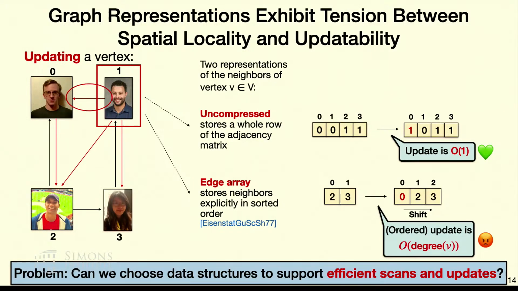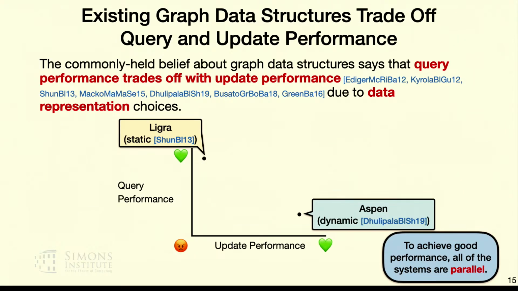And the main question of these data structures boils down to how to do fancier data structures to support both fast scan and update. Like I said, state-of-the-art systems might use more advanced data structures, but they still have this tension from the previous slides. Folk wisdom about dynamic graph data structures says that you have a trade-off between query and update performance.